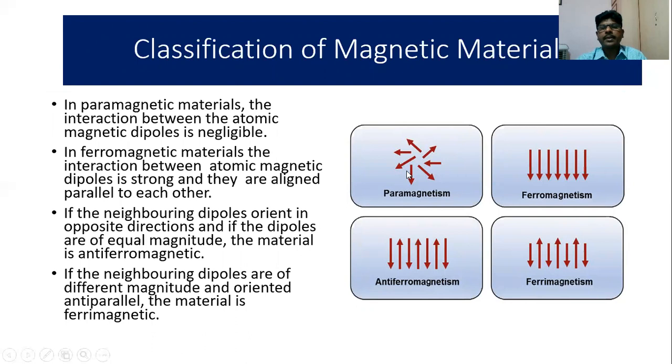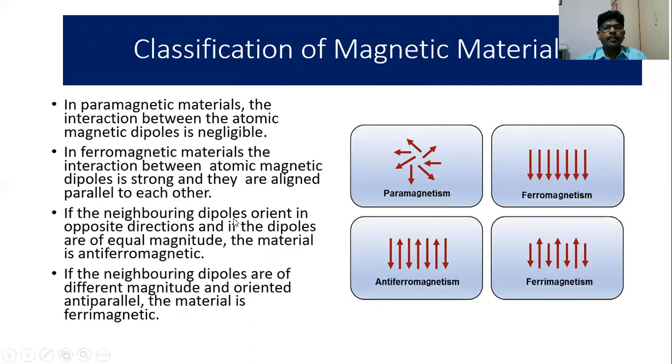Now here we see the diagram for paramagnetism, ferromagnetism, antiferromagnetism, and ferrimagnetism. In paramagnetic materials, the interaction between the atomic magnetic dipoles is negligible. They are randomly oriented, as you see in the diagram. In ferromagnetic materials, the interaction between atomic magnetic dipoles is strong and they are aligned parallel to each other. So you can see in this diagram, all are parallel to each other.